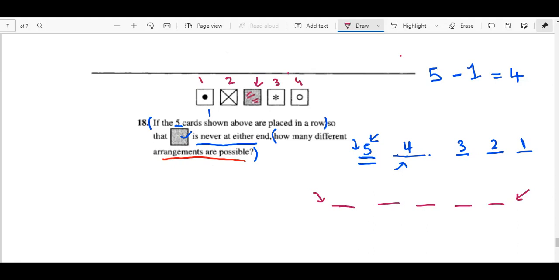Okay. So for this slot, I have 4 options. Initially, I have 4 options for either end. Once I have chosen one, I'm left with 3 options only. So I will write 3 here. So, are you clear with the end slots?